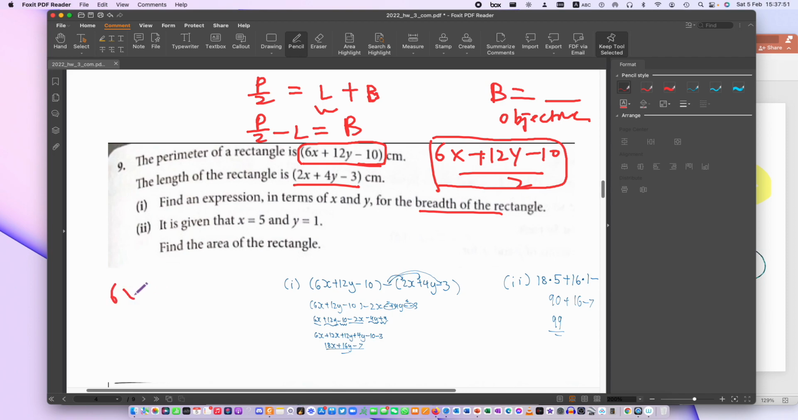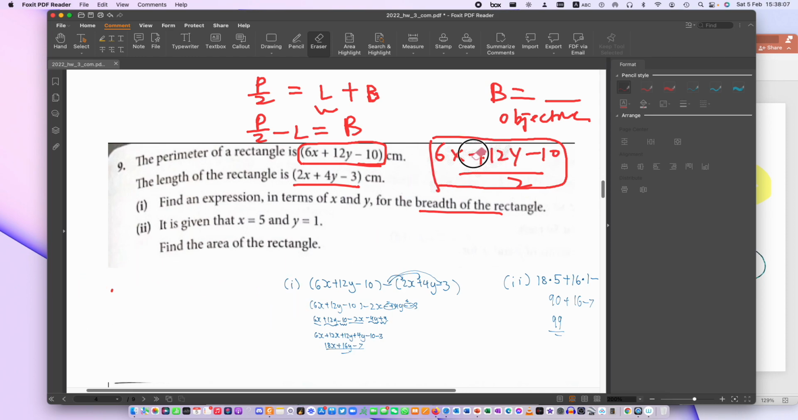When you have 6x plus 12y minus 10, when you divide by 2, you also divide everything by 2, right? So when you divide by 2, what do you get? You show the arrow, right? Can you do it? I leave it to you.